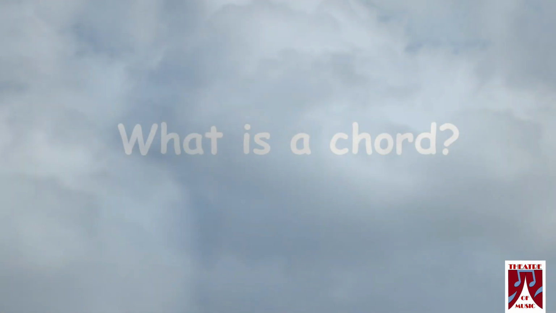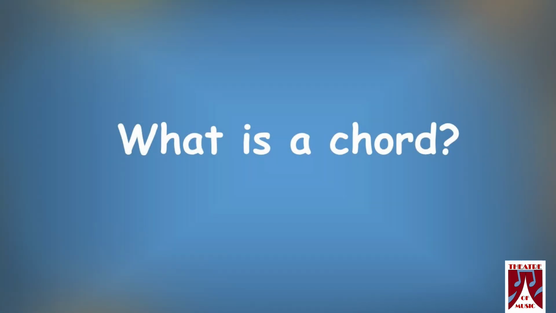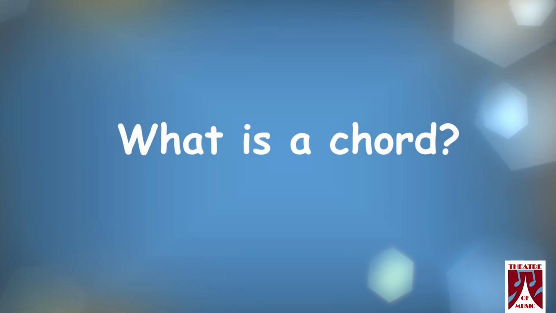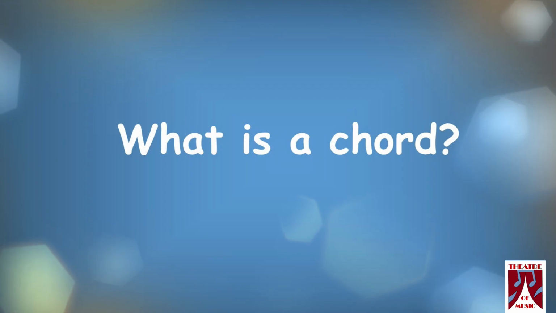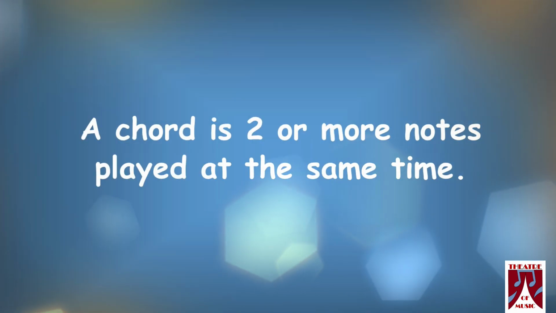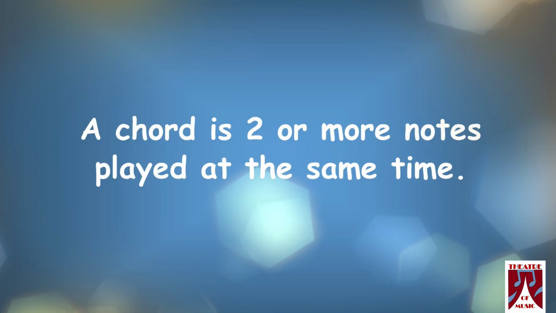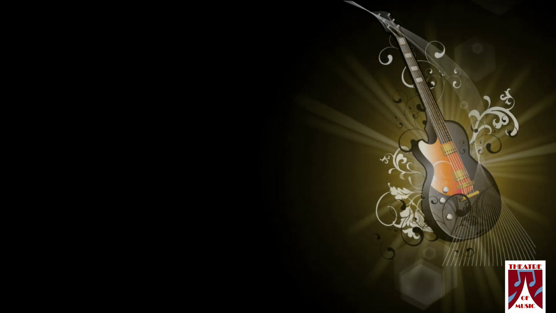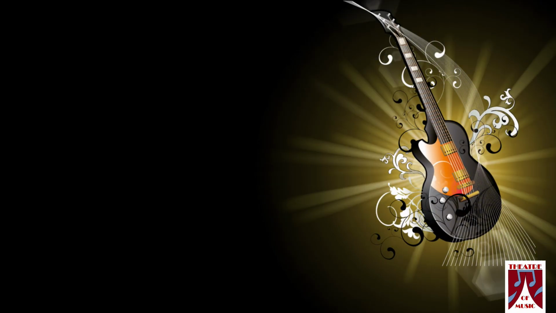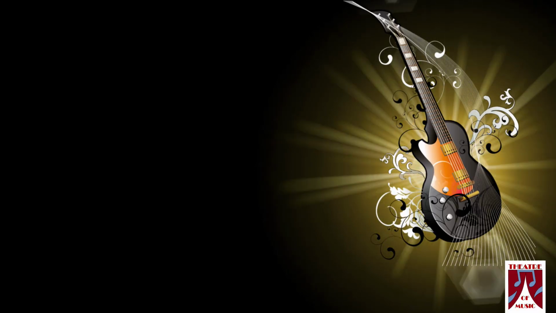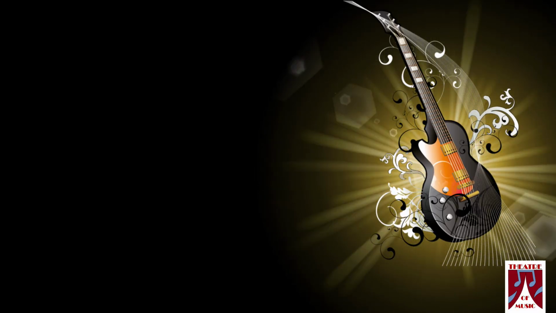So today we're diving into the basics of chords in music. But what exactly is a chord? Well, a chord is when you play 2 or more notes at the same time. It's super easy to play chords on instruments like the piano or the guitar, but not every instrument can do that. For example, a flute can only play 1 note at a time.